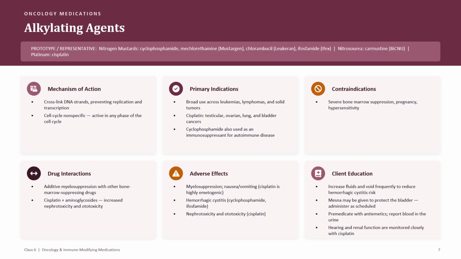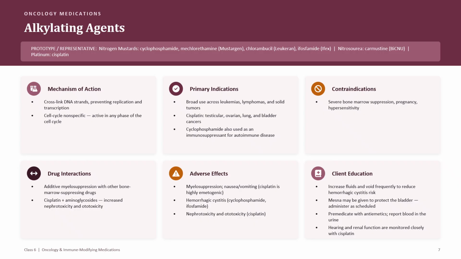Now, cyclophosphamide is worth a special mention because it sort of moonlights. Later in this class, we will discuss this medication again in the immunosuppressant section. It's used to calm an overactive immune system with autoimmune diseases. So it has the same sort of superglue mechanism. DNA cross-linking hits rapidly dividing immune cells too, not just cancer cells.